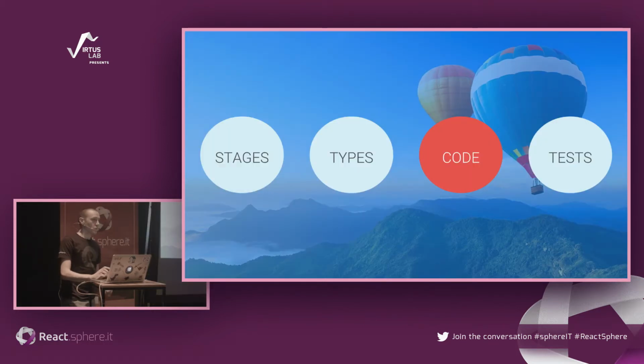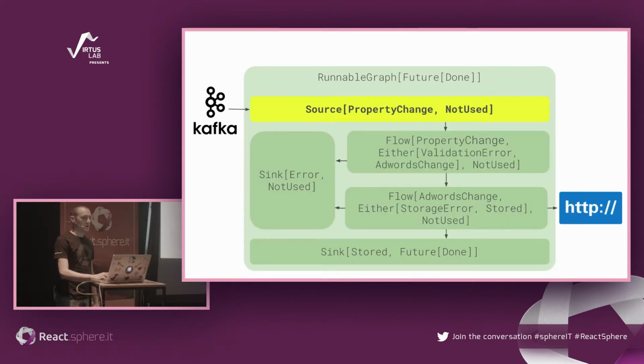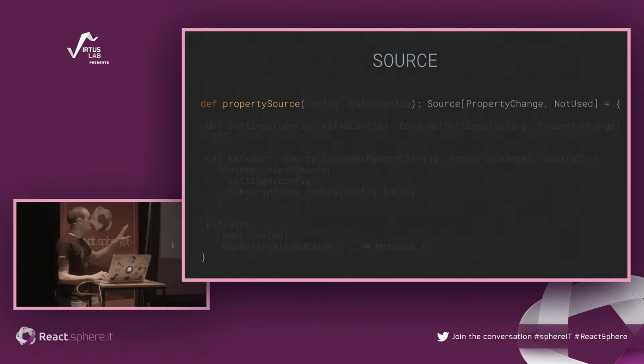So we can now move on to the implementation, right? So we can take a look at these stages one by one and see how we can implement them at this point. So we've nailed down the type, so we're going to start with that. So here's some code finally. This is the source. First thing to keep in mind, we start from the types, right? We want a source of property changes that materializes to a not used.